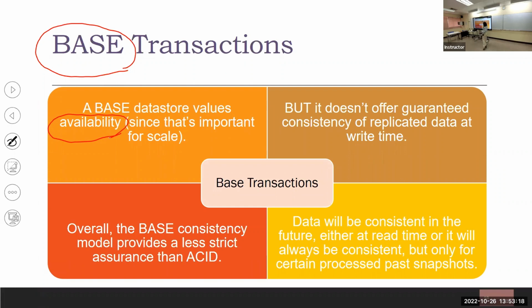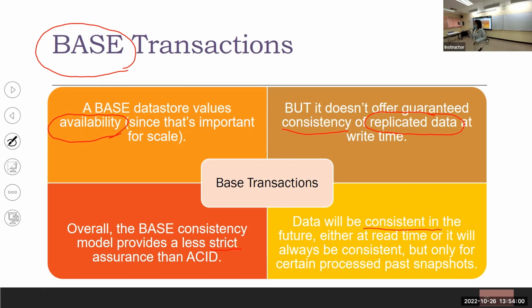Okay. With BASE, of course, I think this is just to summarize, right? We already discussed this. Consistency of all the replicated data is not guaranteed at the right time, but eventually it will be guaranteed. Okay. It is less strict. Yes, data consistency will be achieved in the future. Okay. So I think this is the key summary of this.